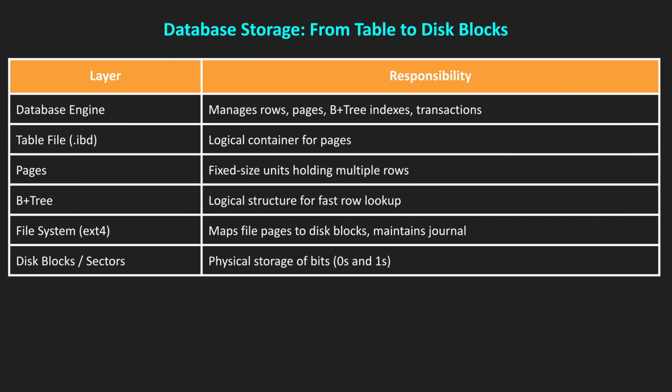After that, we have the file system, and it maps the pages into the disk blocks and maintains the journal. And the file system maps those disk blocks into actual sectors, and the sectors are the physical storage. They store the zeros and ones.